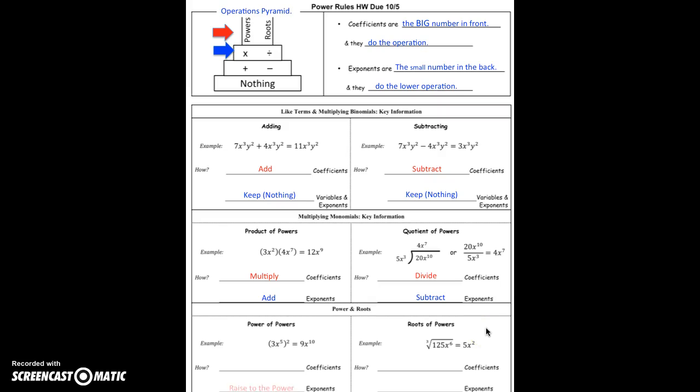And with roots, it's just the inverse operations there. So with roots, if we are taking a cube root, in this example, of 125 times x to the 6th, the coefficient, we will take the cube root of that. Cube root of 125 is 5, and we will divide the powers, because underneath roots is division. We divide the power, so 6 will be divided by 3, which will give us a power of 2.